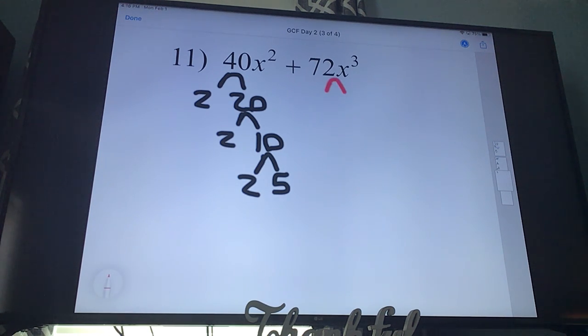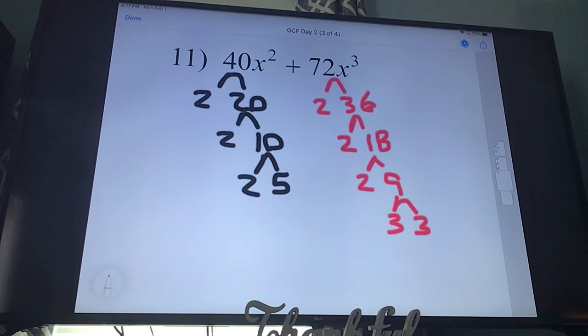72 divided by 2 is 36. So you got 2 and 36. 36 divided by 2 is 2 and 18. 18 divided by 2 is 2 and 9. 9 divided by 2 doesn't work. Okay, so the next number you would check would be a 3. Well, 3 does. So you get 3 and 3.